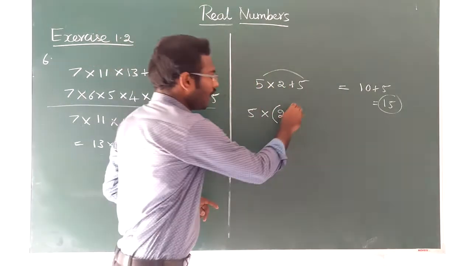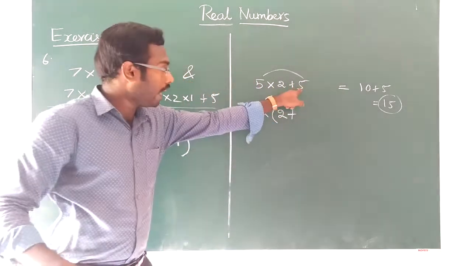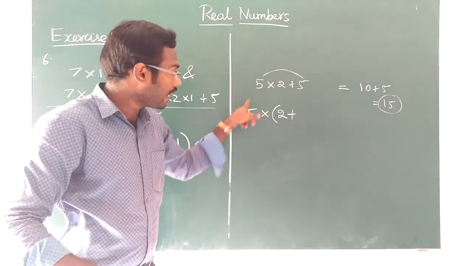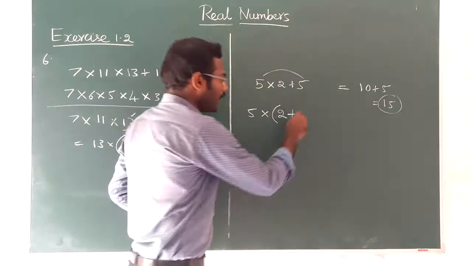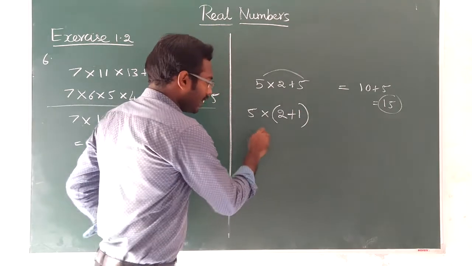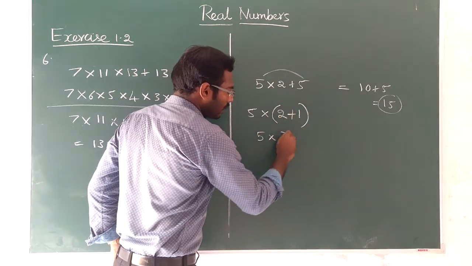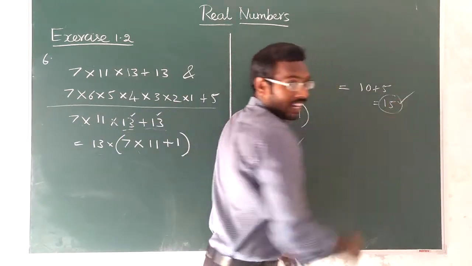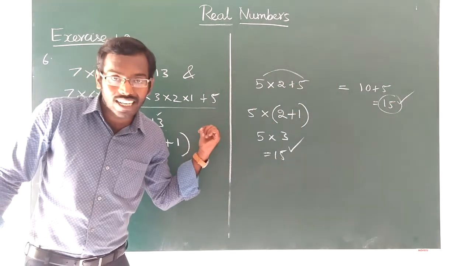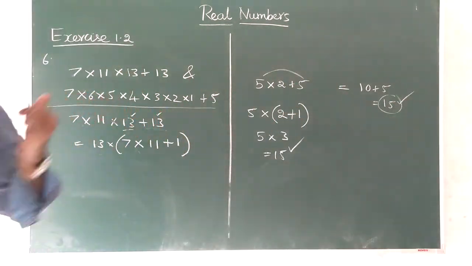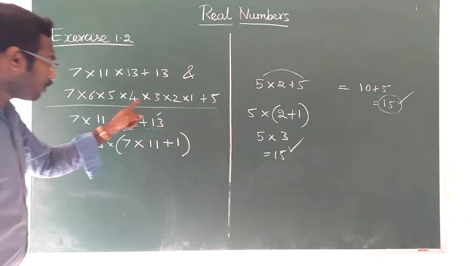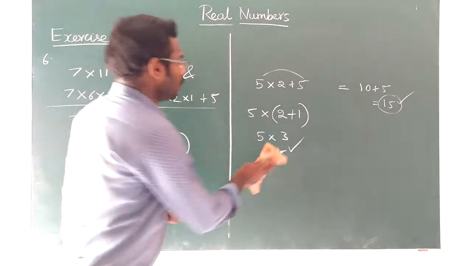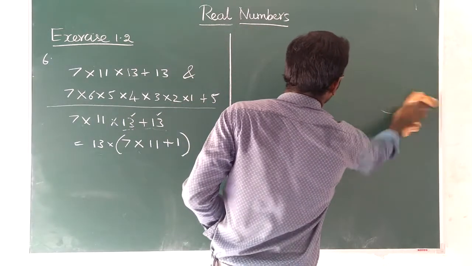Then plus is there. I have already taken 5 outside, so out of 5, with 5 taken outside, only 1 will remain. That is 5 into 2 plus 1, that is 3, which equals 15. 15 and 15 are the same, right? Now you understood this step is correct. Yes, we are going to do it like this. Which two numbers are the same? Among that, the product you take outside. Okay, so now we will continue.